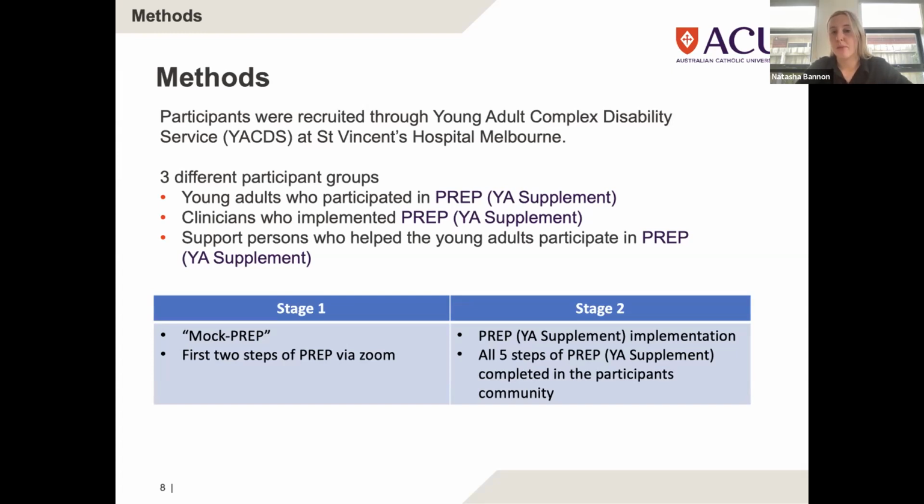In stage 2, which occurred in 2021, PrEP was implemented with 4 of our young adult participants who each completed the 5 steps of PrEP in its entirety within their community. PrEP was implemented by a clinician at the Young Adult Complex Disability Service through St Vincent's Hospital, Melbourne, and it should be noted that there were still some COVID restrictions in place throughout this time.